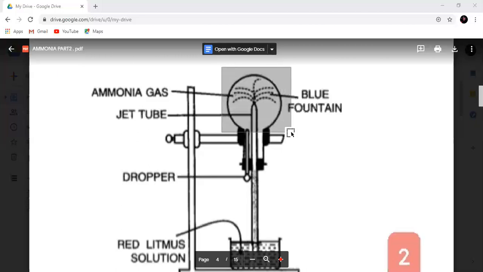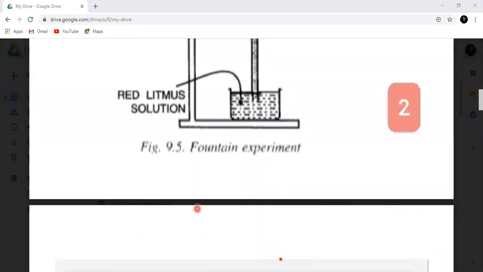The reason is that ammonia is basic in nature. It will turn the red litmus solution blue in an aqueous state, when it is dissolved in water. It means this experiment proves two things. One is the high solubility of ammonia gas, and second is the basic nature of ammonia. Due to that, the red litmus solution is turning blue.